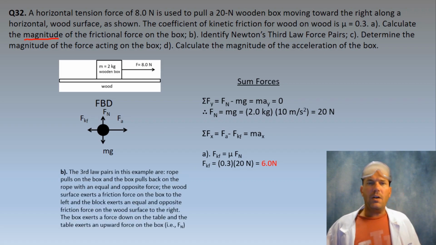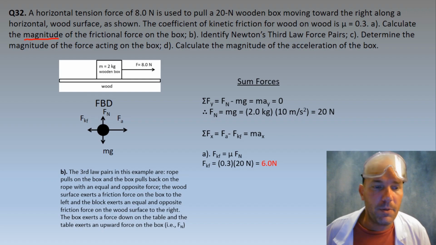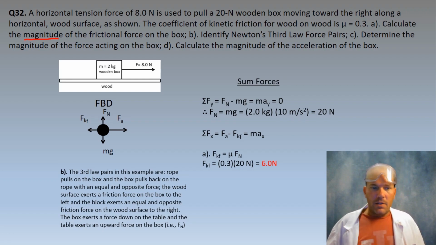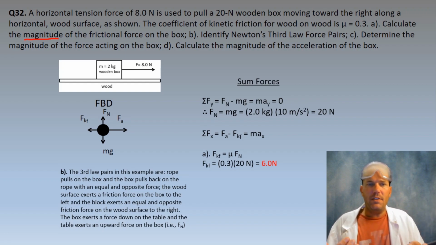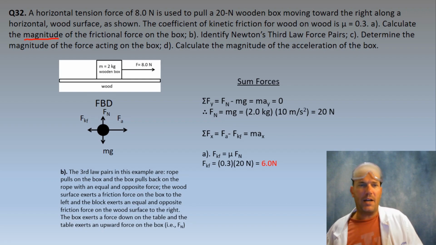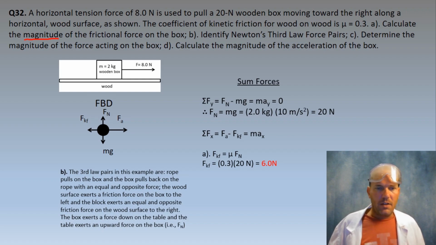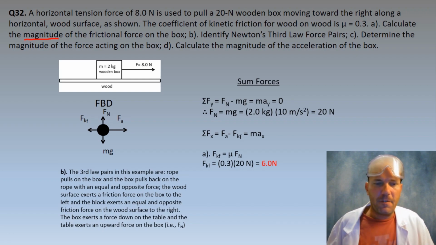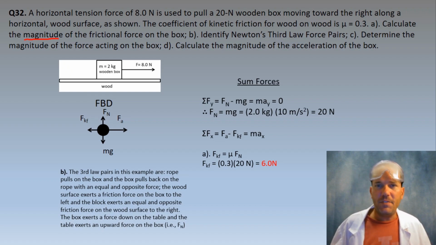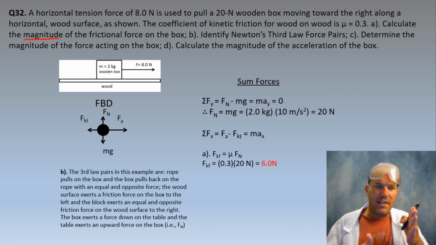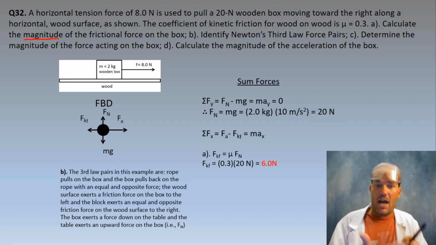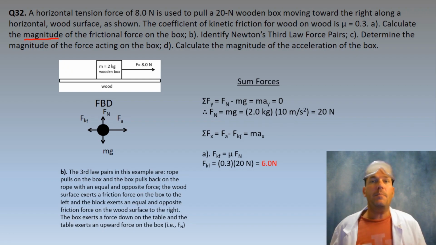Part B, you are asked, identify Newton's third law force pairs acting here. Okay, so the rope is pulling the box to the right, so it's exerting a force on the box to the right. The box is exerting a force on the rope to the left. The wood surface is exerting a frictional force on the box to the left. And the box is exerting an equal and opposite frictional force on the wood surface to the right. A lot of students never think about that.